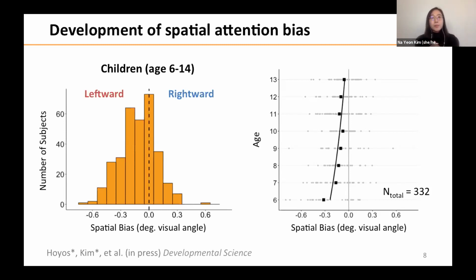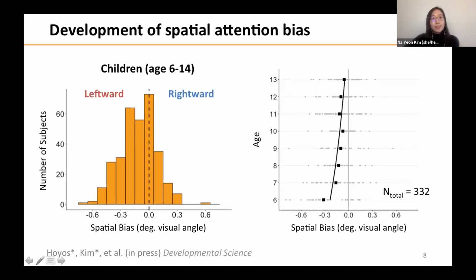who show more pronounced leftward biases. And we also measured their reading fluency using a rapid automatized naming test. And then we saw that both measures were related in a way that leftward biases predicted better reading fluency. So that could be one piece of evidence that may point to the relationship between these spatial biases and reading.